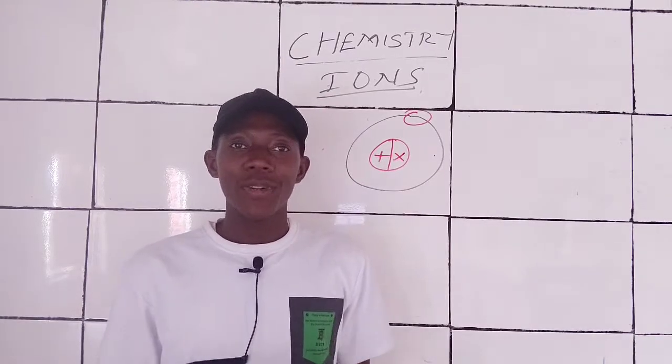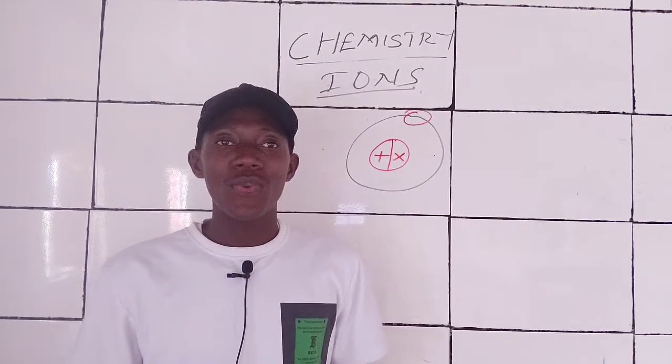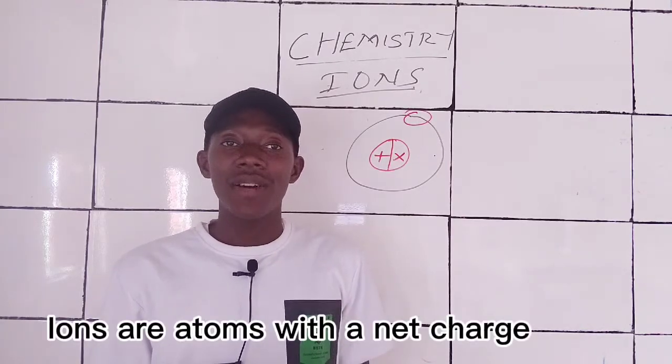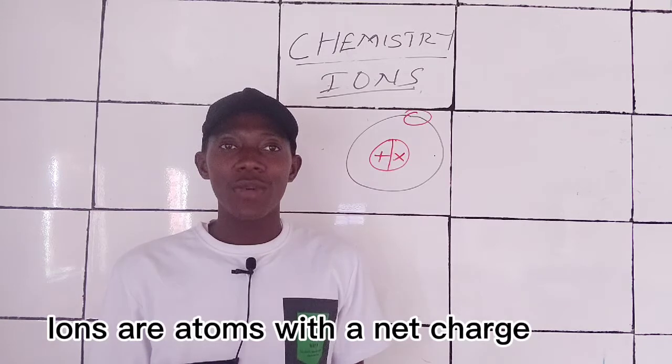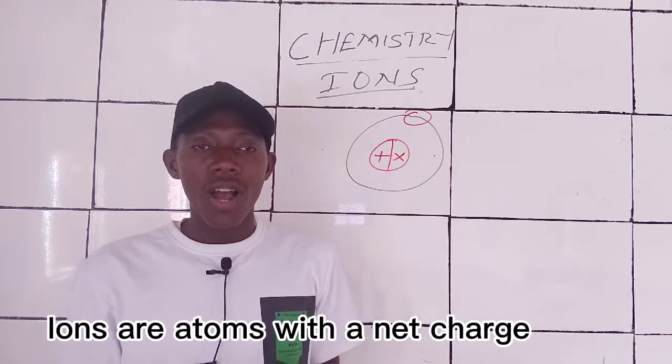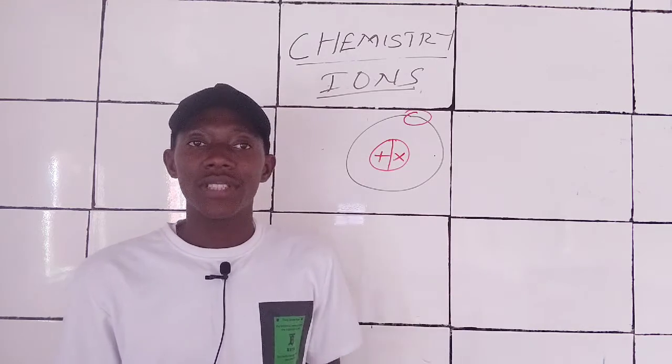Okay, now let's talk about the ions. So what are ions? Ions are atoms that have charges. So when an atom is charged, we say it is an ion. So how does an atom tend to have a charge?